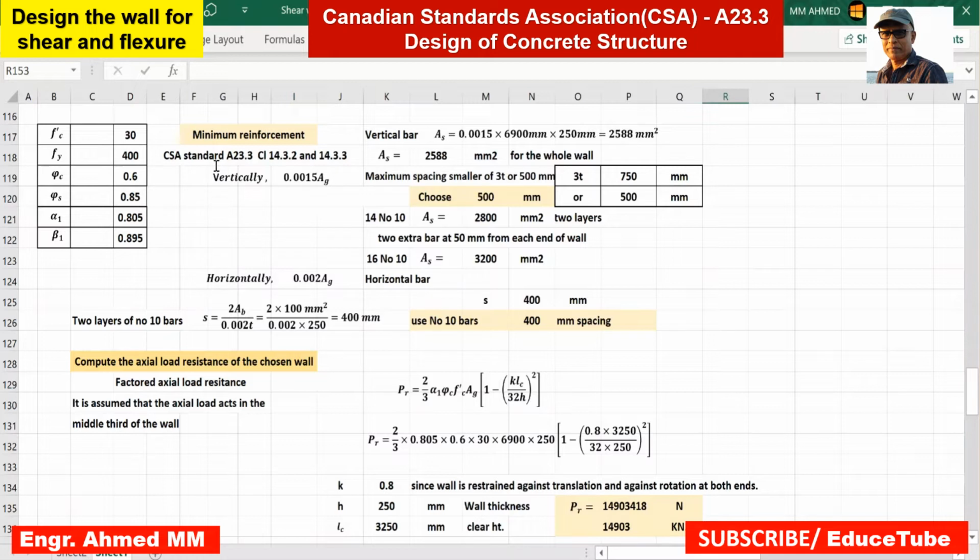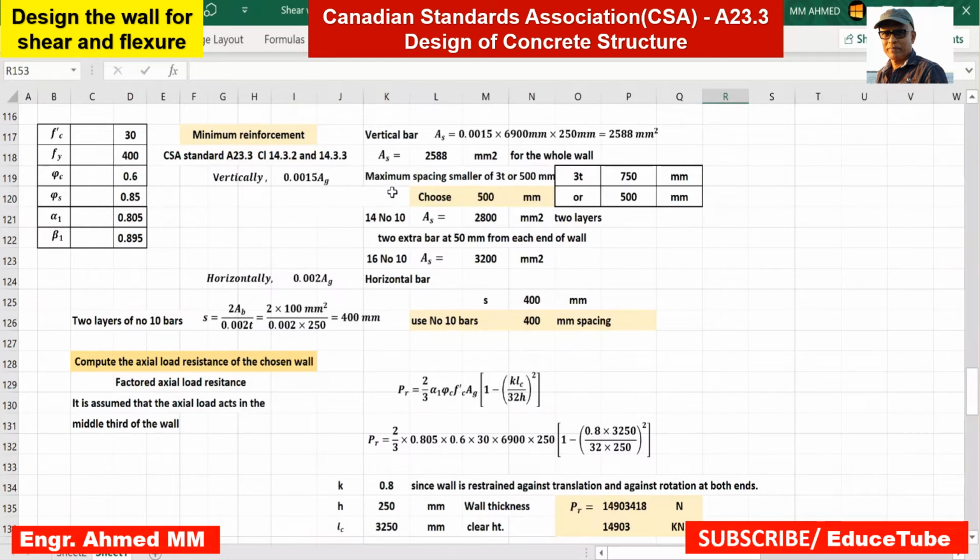According to CSA standard A23.3, to find vertical bar, we shall use this 0.0015 AG. To find horizontal bar, I mean minimum reinforcement horizontal bar, 0.002 AG. So for vertical bar, if we use this, say S, it will be equal to 2588 millimeter square, and it is for the whole wall.